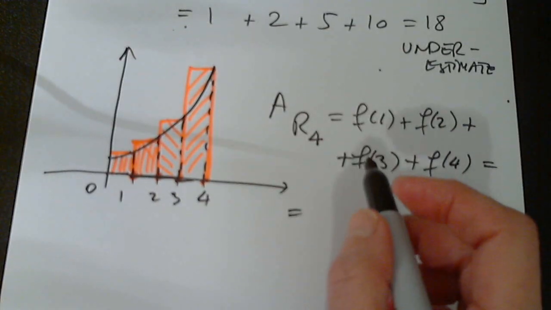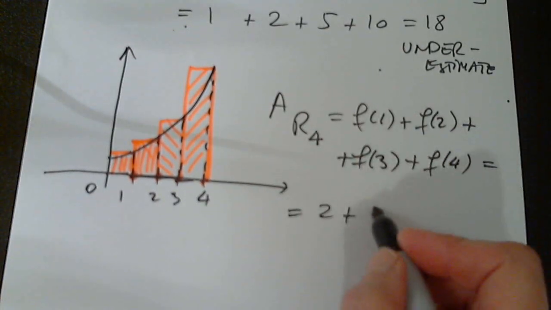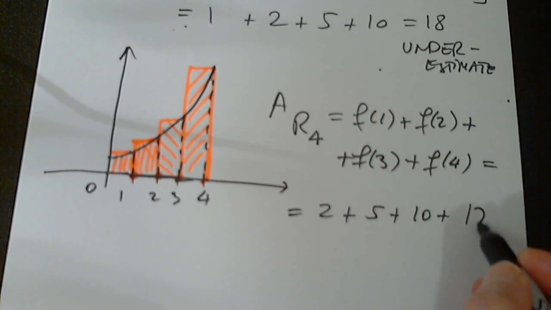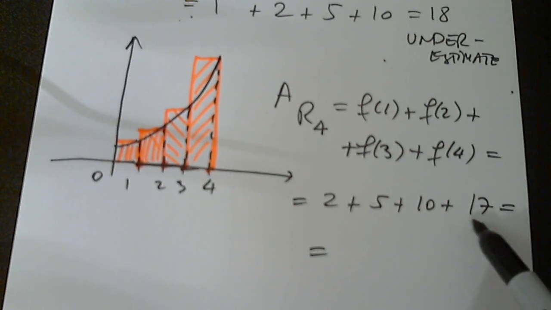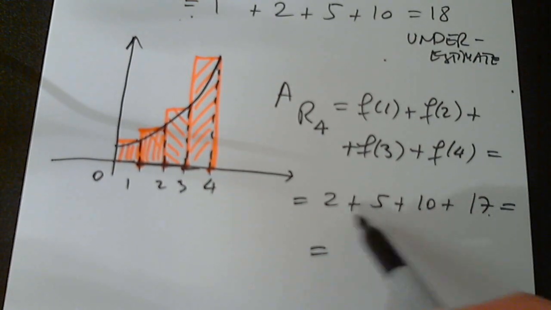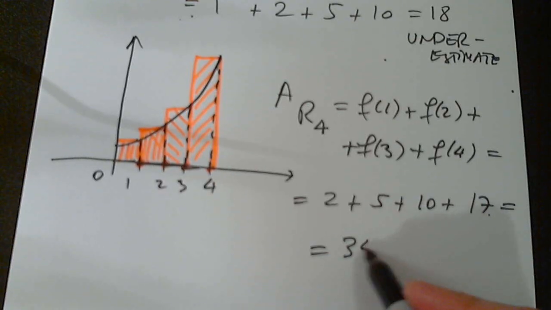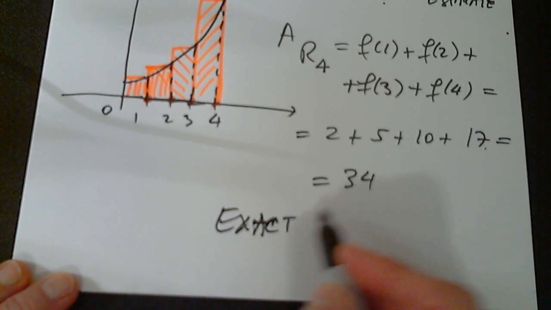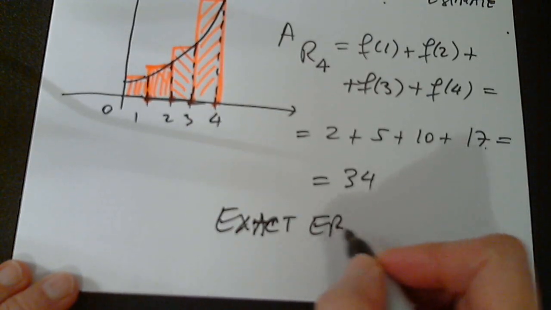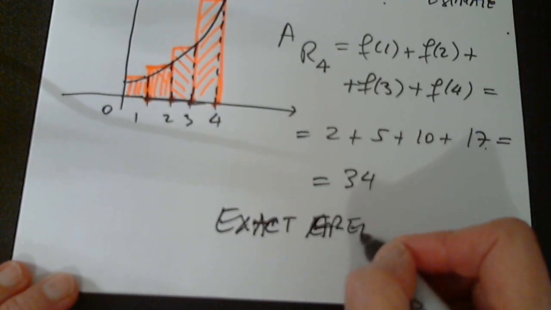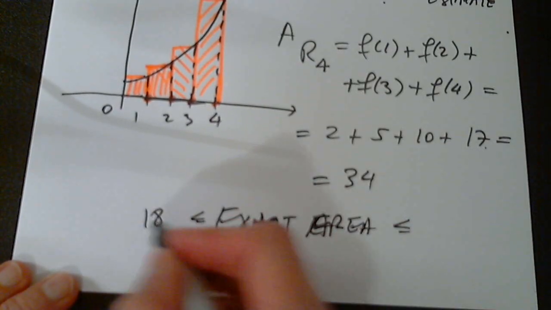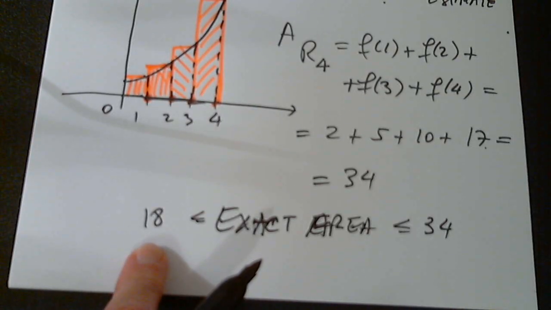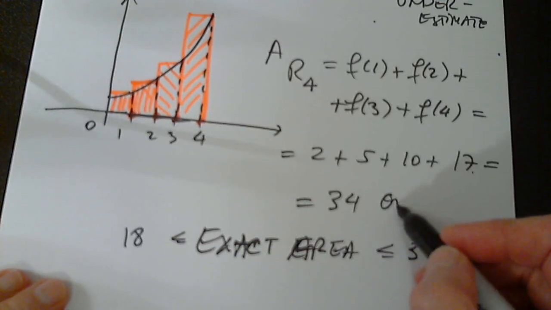Okay, f of 1, I have it, is 2. F of 2 is 5. F of 3 is 10. 16 plus 1 is 17. So 17 plus 24, 34. The exact area is definitely between 18 and 34. This is an underestimate, and this is an overestimate.